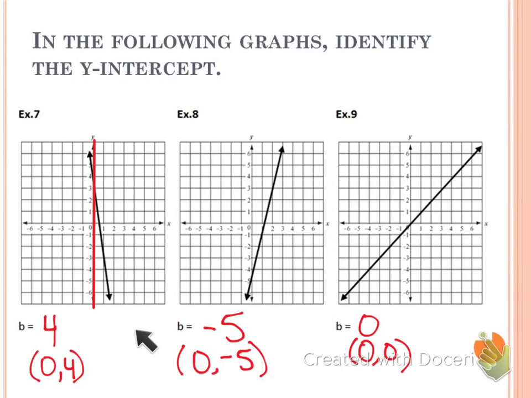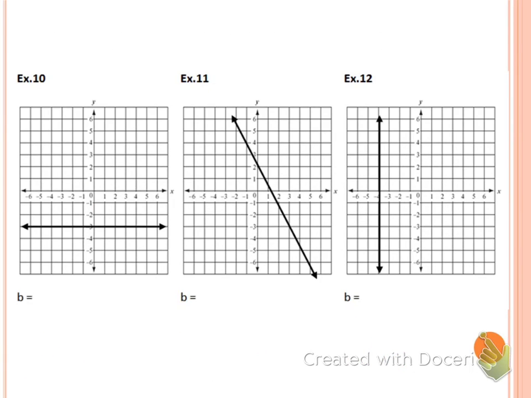So I wrote these all both ways because usually we will just say B equals a number, but then students tend to forget that these are actually points. So I wanted to emphasize that these are ordered pairs. They are points that we are identifying. All right, a few more. We are identifying just the y-intercept.